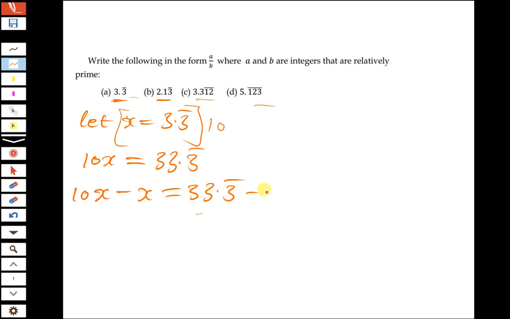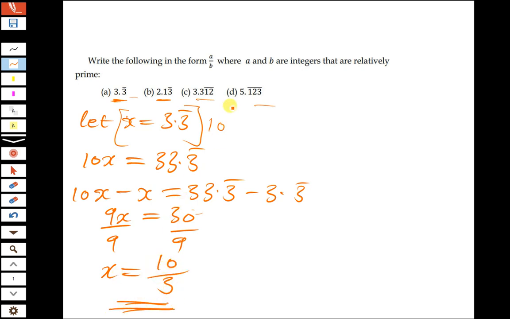So from there we can subtract 10x minus x, which is 33.3 bar minus 3.3 bar. So 10x minus x gives us 9x is equal to 30. So we divide everything by 9, the value of x gives us 30 over 9. We have to reduce this to its lowest term. 3 into 30 gives us 10, 3 into 9 gives us 3. So this is the answer. Let's quickly move on to the next one.